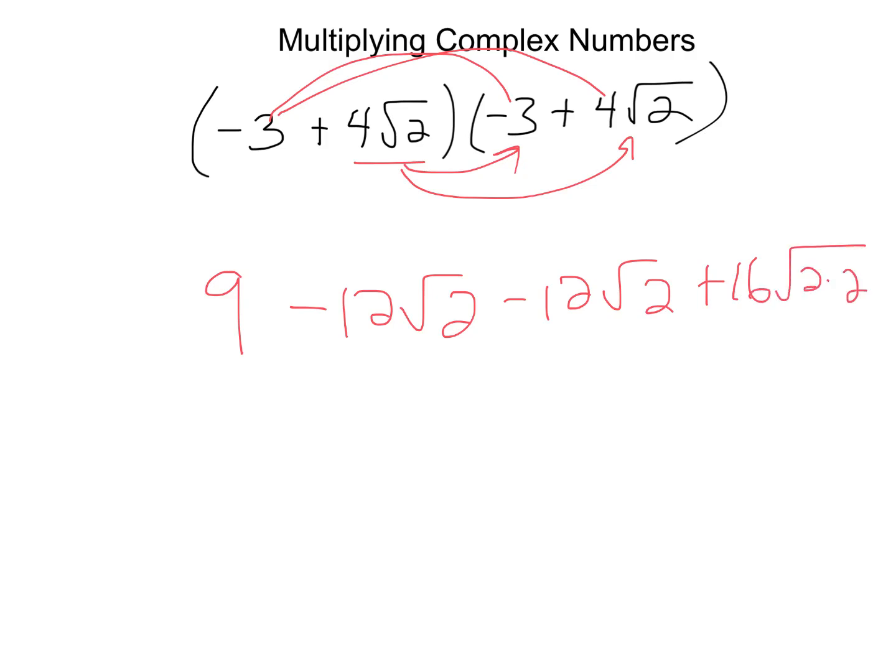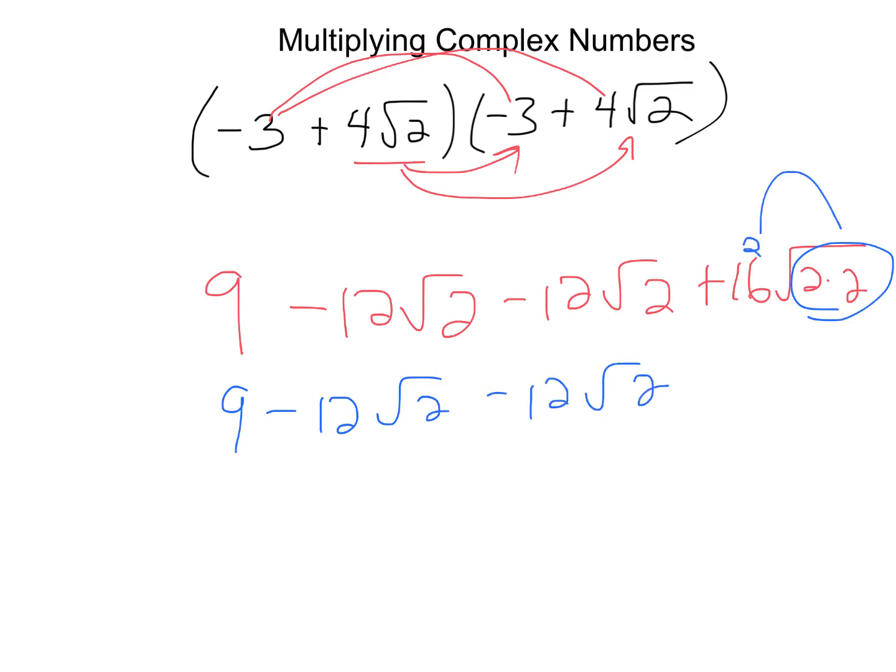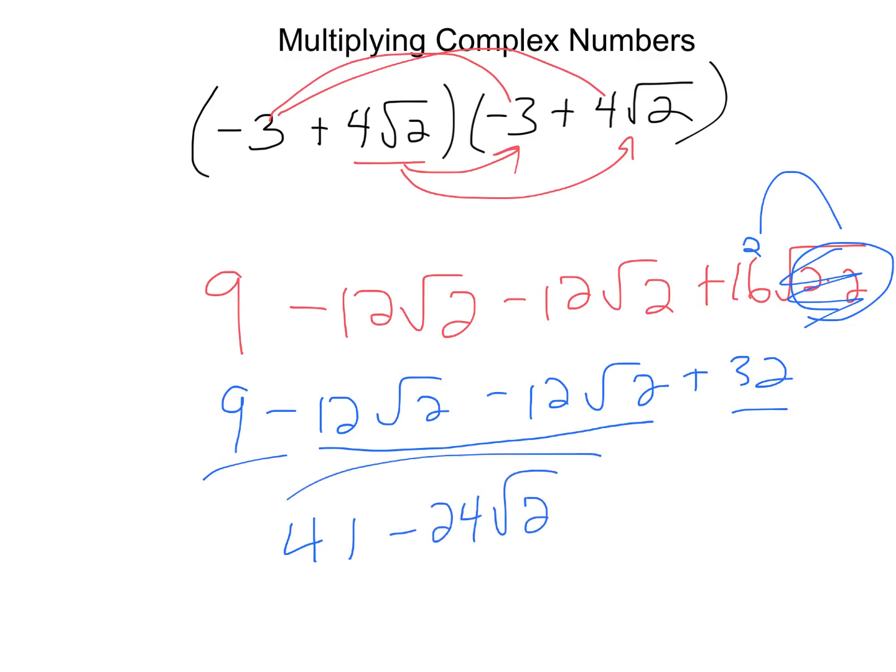Alright, so now let's put this together. Pull perfect group. 9 minus 12 radical 2 minus 12 radical 2 plus 32. Now combine our like terms. 9 plus 32 is 41. Negative 12 rad 2 minus 12 rad 2 is negative 24 radical 2.